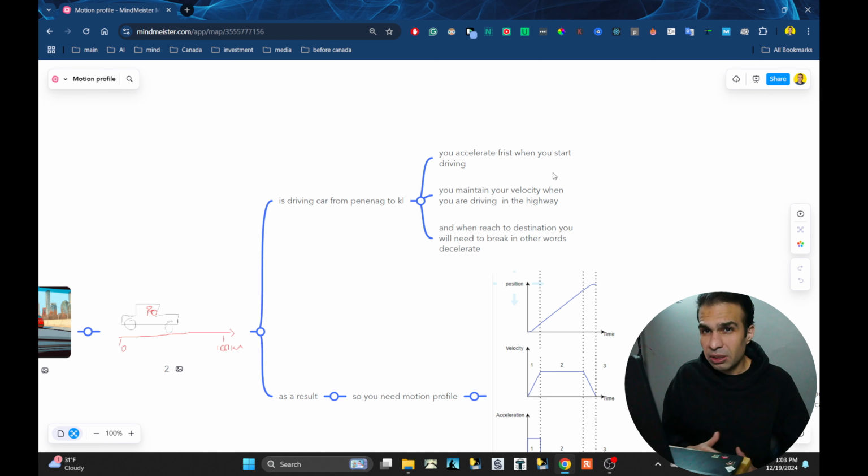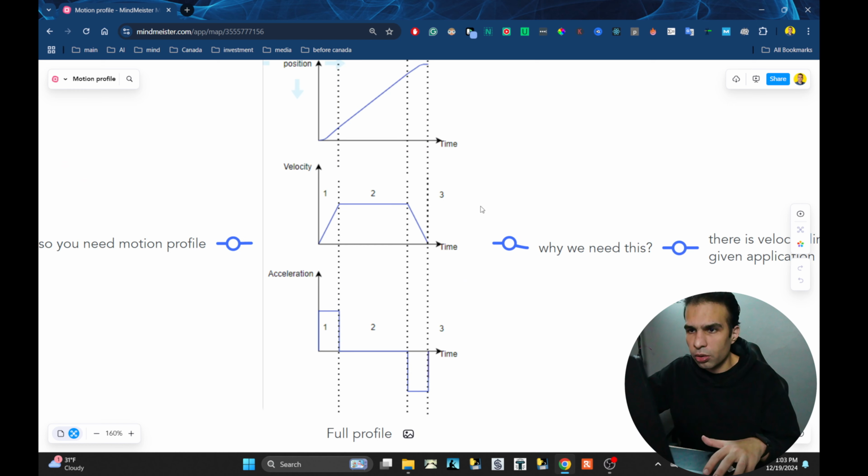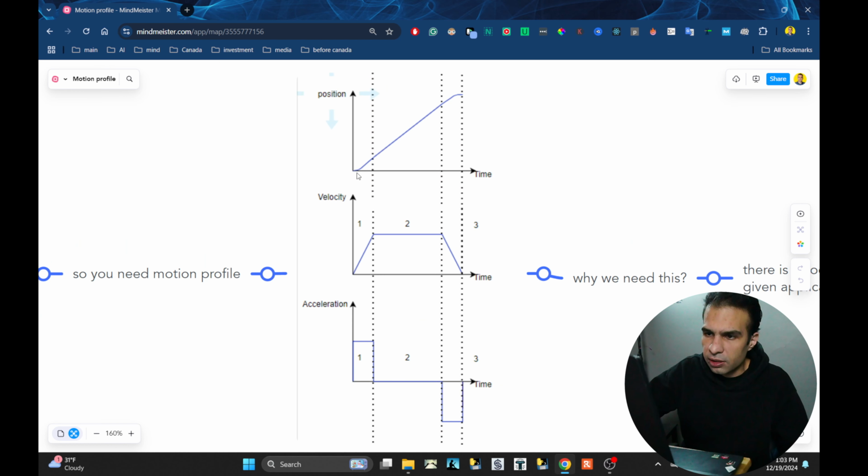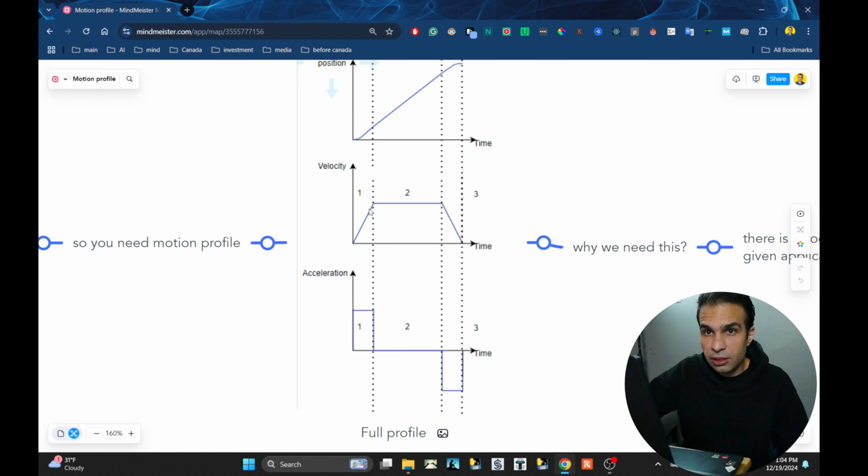So this is the very basic motion profile. If I want to put this in a graph, this one is the location zero, and this one is your target destination. Okay, so this is the way that you are going along the path. So let's see in terms of velocity. At the beginning, when you start the journey, okay, you slowly increase your velocity. After that, when you are on the highway, you maintain your velocity, and when you get near to the destination, you start to reduce your velocity.